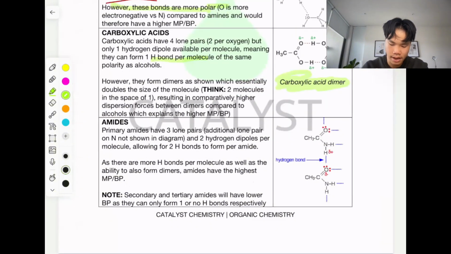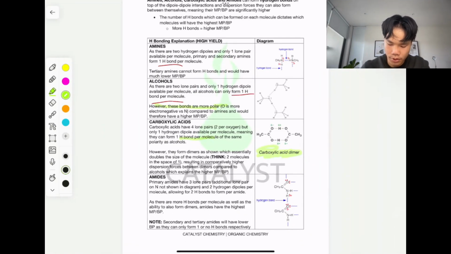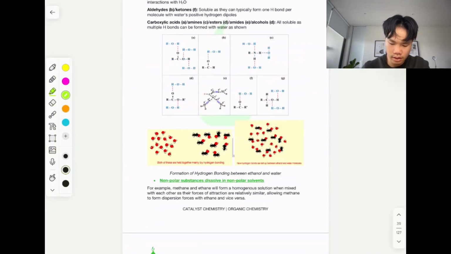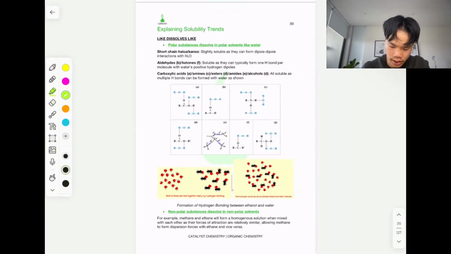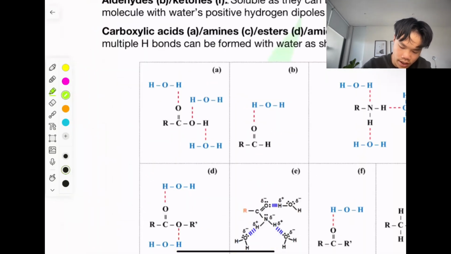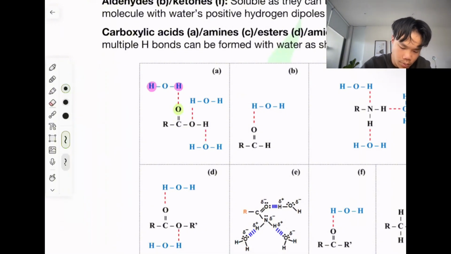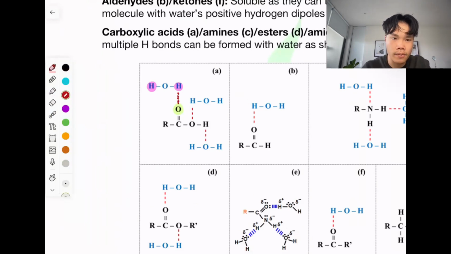And lastly, amides form two H bonds per molecule, which means they have the highest boiling point by far. So know the reasoning going up, and be able to draw diagrams to justify what you're saying. And finally, know that like dissolves like, and when you are dissolving in water, you don't necessarily need to have OH in order to form a hydrogen bond with water, because water can provide positive dipoles. So a carbonyl can actually form hydrogen bonding with water because it has a lone pair that it can offer to bond with water's positive dipole.